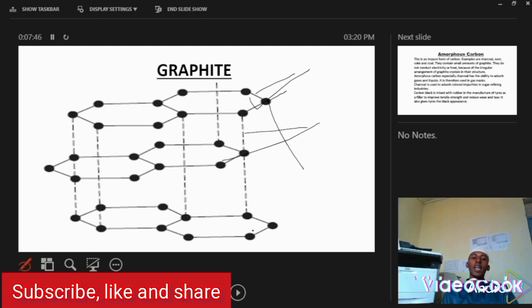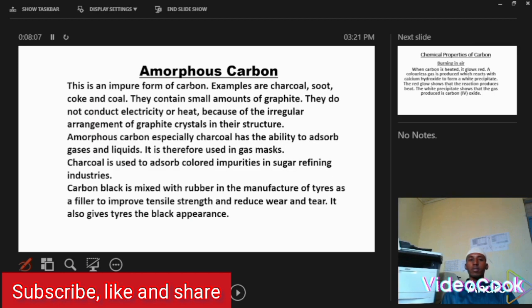So these layers are held together by weak van der Waals forces. This makes graphite very soft and slippery, because the layers can slide over each other, because in between them we have weak van der Waals forces. Graphite has a high melting point. This is because the atoms are linked together by strong covalent bonds.